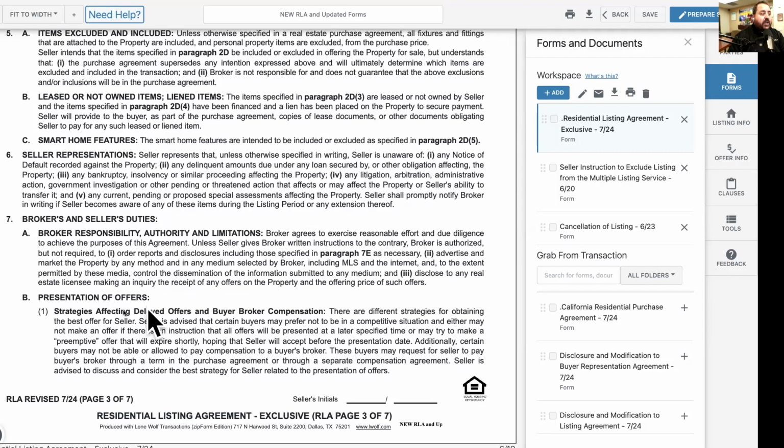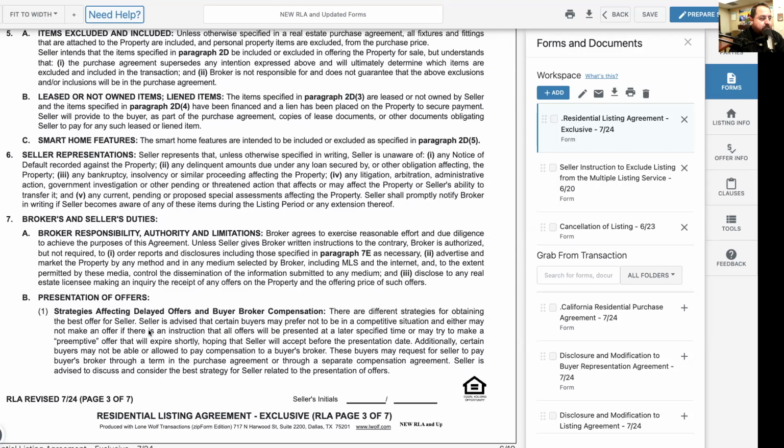This is, again, going to talk about the presentation, right? We talked about when they're going to present offers earlier in paragraph 2, like, are we going to do them immediately or are we going to wait for a certain amount of time? This talks about it. Strategies affecting delayed offers and buyer broker compensation. There are different strategies for obtaining the best offer for seller. Sellers are advised that certain buyers may prefer not to be in a competitive situation, and may not make an offer if there is an instruction that all offers will be presented at a later specified time, or may try to make a preemptive offer that will expire shortly, hoping that seller will accept before the presentation date.